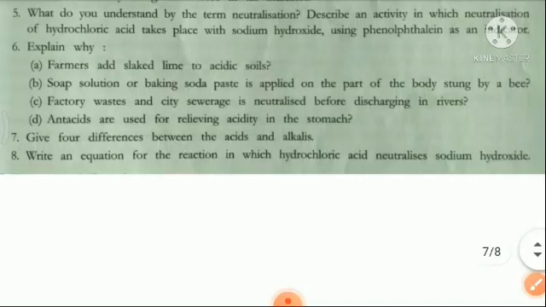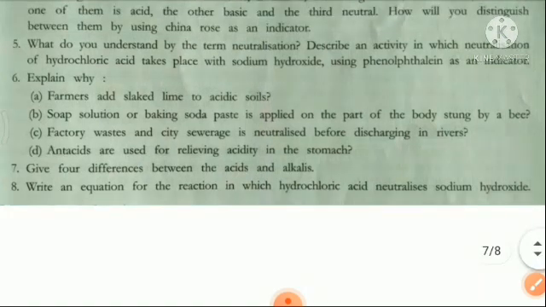Give 4 differences between acids and alkalis. So alkalis means bases. What are the differences that we have already learned? We can write the differences from their properties. If you study the properties of acids and bases, you will get the differences between them.